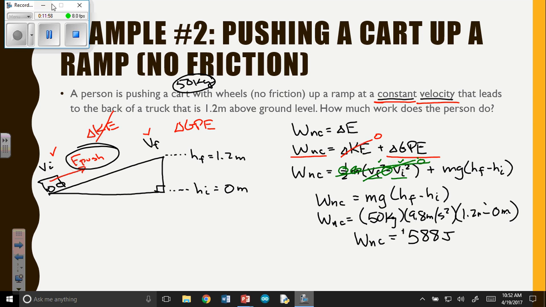All right, those are level 1 examples. Give those problems a try and then move on to level 2.